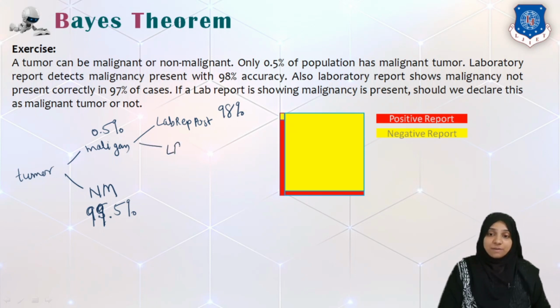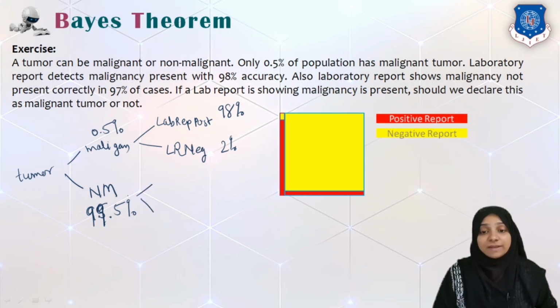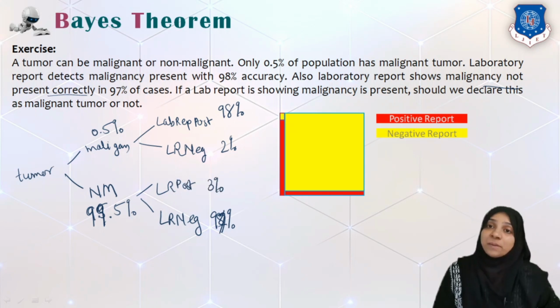So what are the chances that the lab report is negative? There are only 2% chances. Similarly here, if it is non-malignant type and it detects malignancy is not present correctly, that means the lab report shows a negative result with accuracy of 97%. So the lab report being positive has only 3% probability. Now we have this, okay.